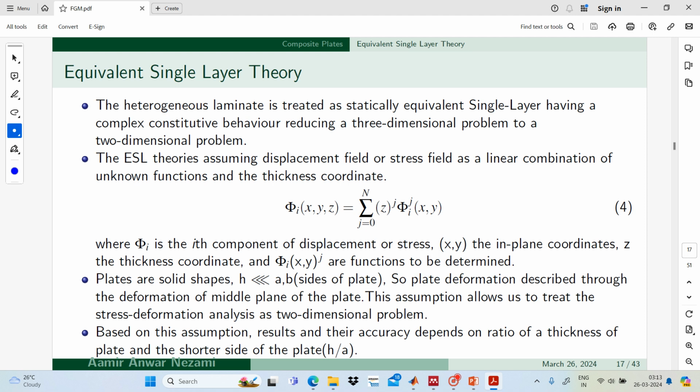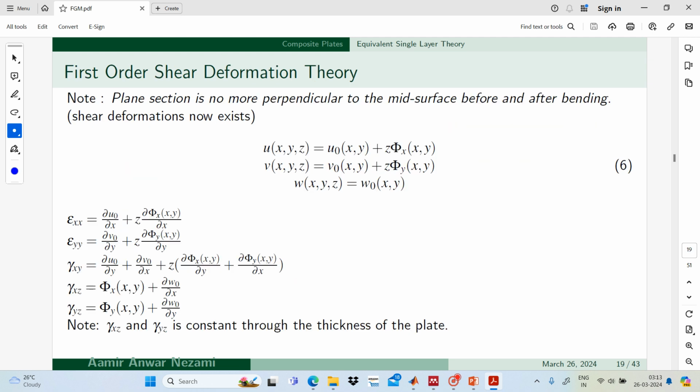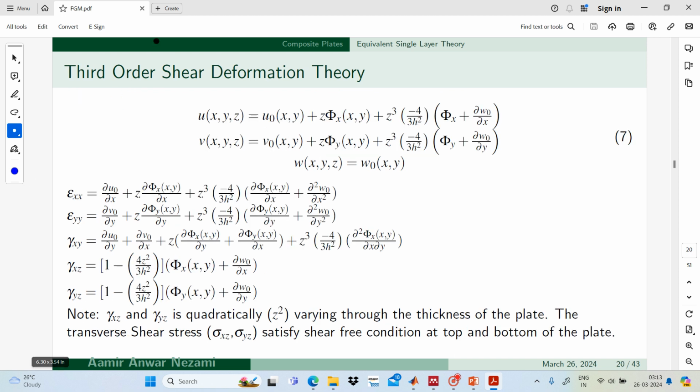So the theory is written for the equivalent single layer theory, which we have studied, and these are the displacement fields for the classical plate theory. We will not go into detail because we have already studied these things in the laminated composite parts. So this is the first order shear deformation theory, and the displacement fields and the strains are written here. Similarly, this is the third order shear deformation theory. Okay, here we have the Z cube, so a cubic variation of the in-plane displacements.